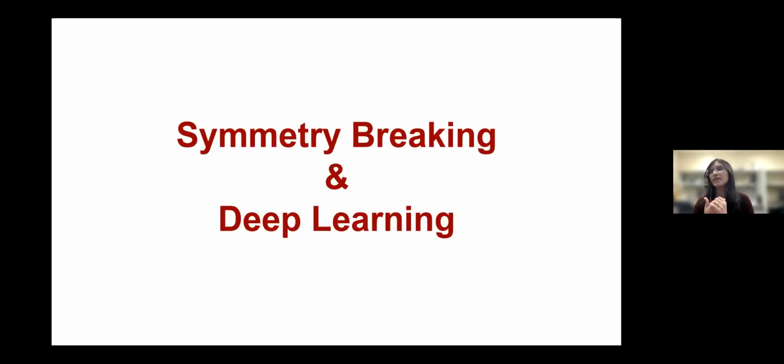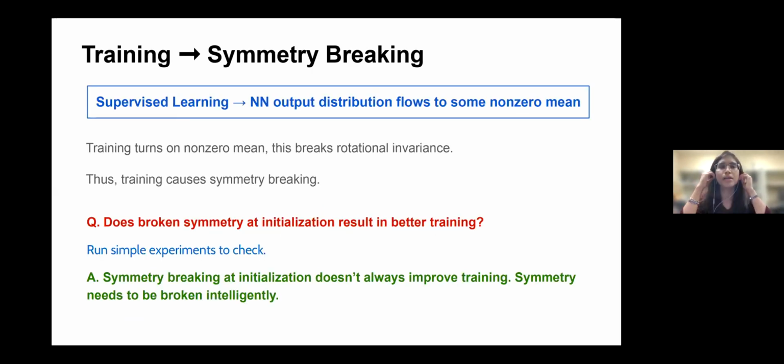Finally, the last thing that I'm going to talk about is not symmetry preservation, but symmetry breaking and its correlation to deep learning. And you may ask, why does it have to be correlated? It might just be two things that happen simultaneously without any correlation. But I claim no, there is a correlation, and here's why.